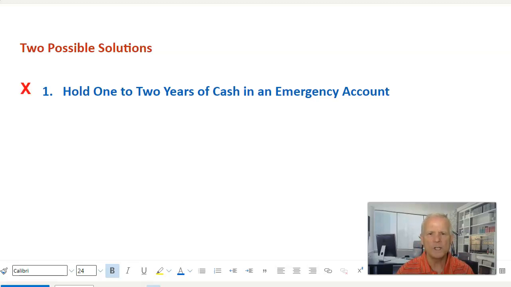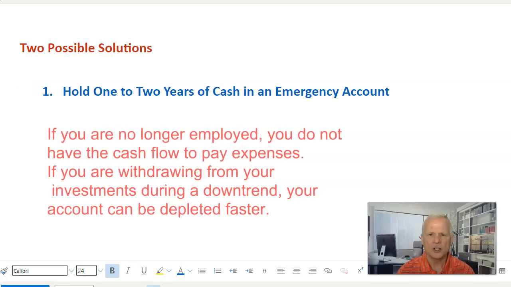Hold 1 to 2 years of cash in an emergency account. This is especially important if you've already retired because you're no longer going to have that cash flow from your employment. So very important to have some money put aside so that you don't have to withdraw from your investment accounts as the markets are moving down.